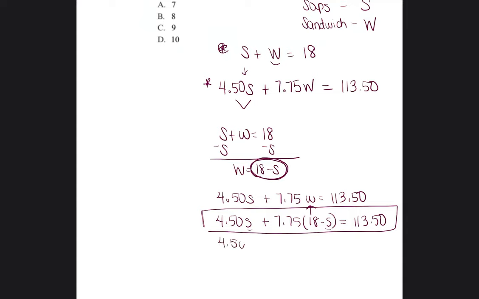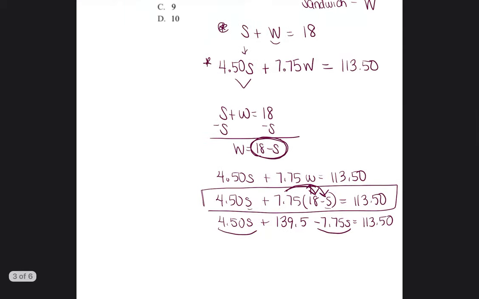So 4.50S. And then we're going to distribute the 7.75 times 18. 7.75 times 18 is 139.5. And then 7.75 times the negative S would be negative 7.75S is equal to 113.50. I'm going to go ahead and combine like terms. Those terms are alike because they both have the variable S. So 4.50S minus 7.75S is equal to negative 3.25S. And so I'm going to bring down the 139.50 is equal to 113.50.